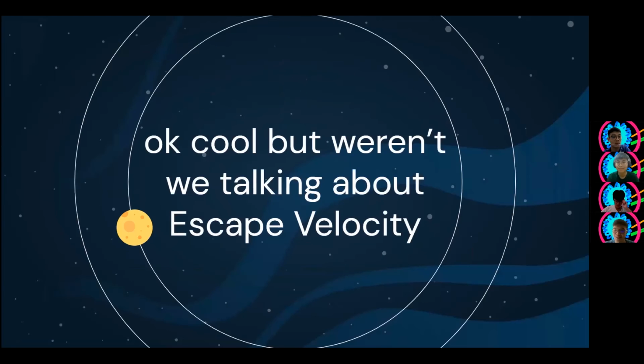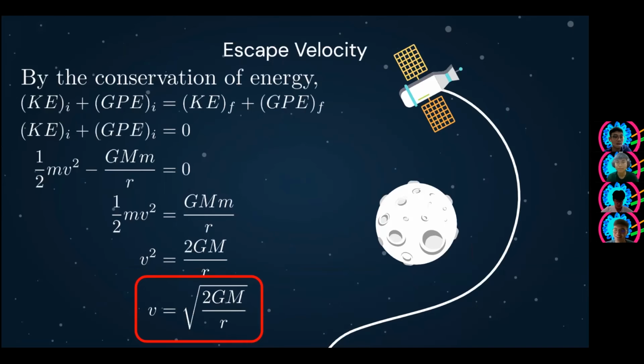With that, let's go back to escape velocity. When something escapes, its kinetic and potential energy become zero. Then we can use the conservation of energy to derive this relationship.